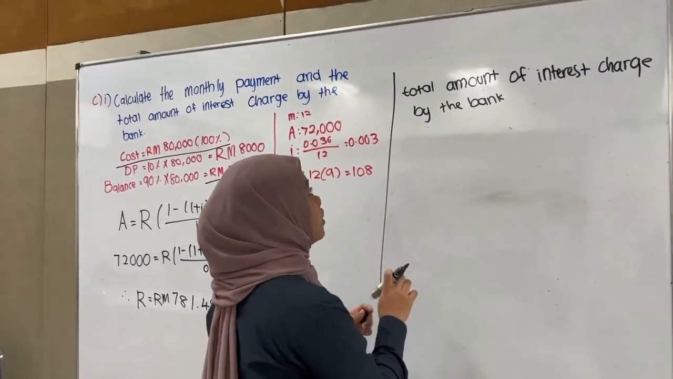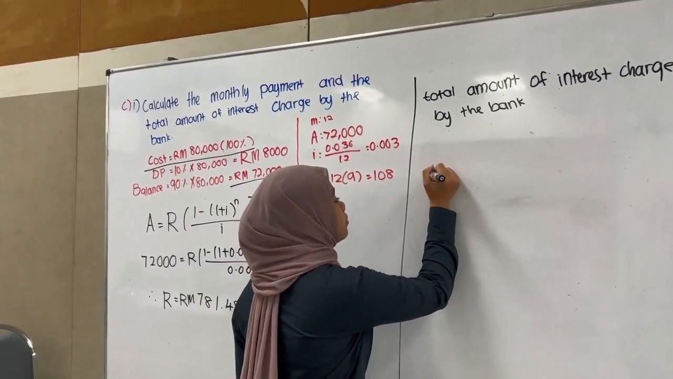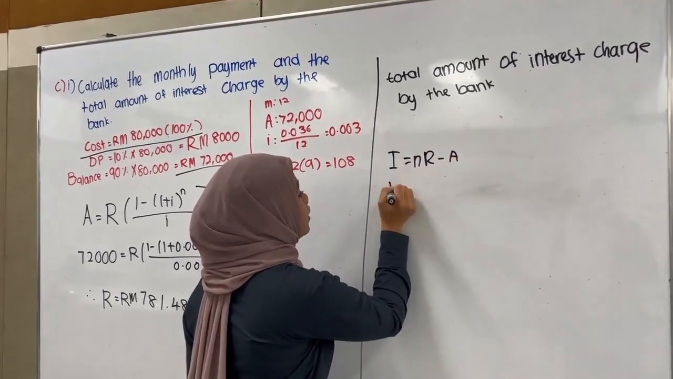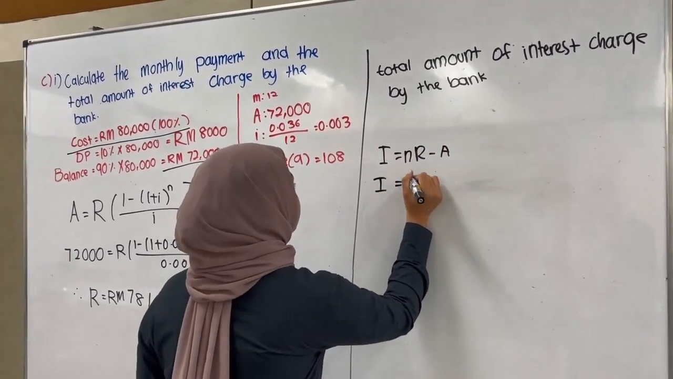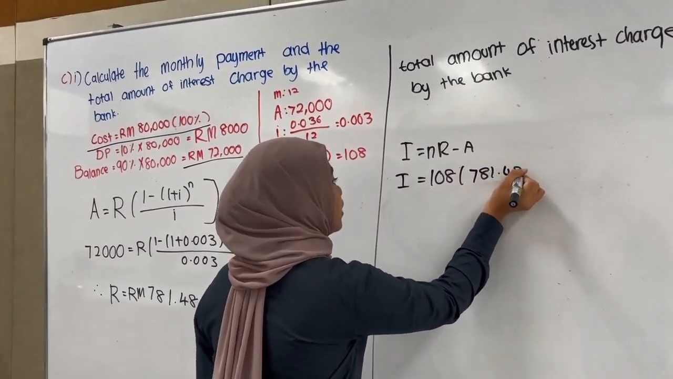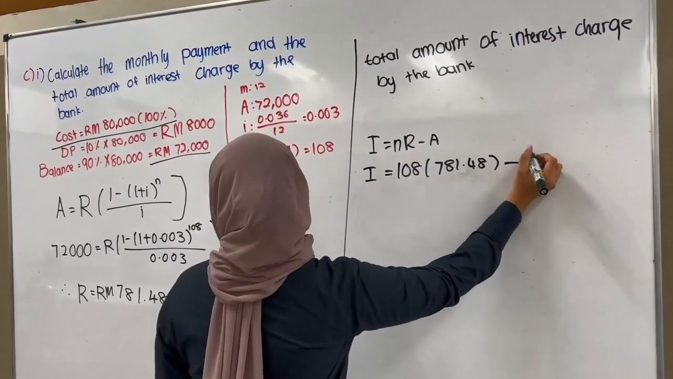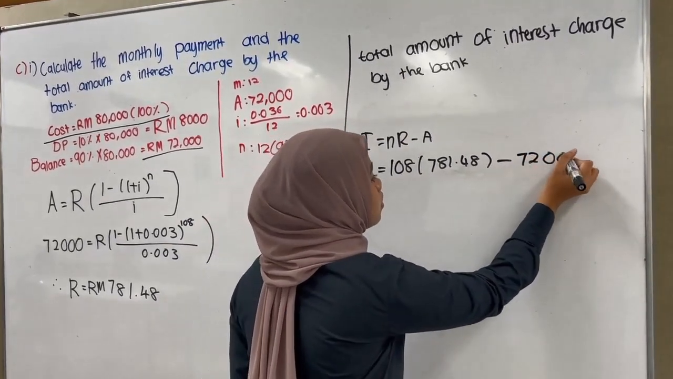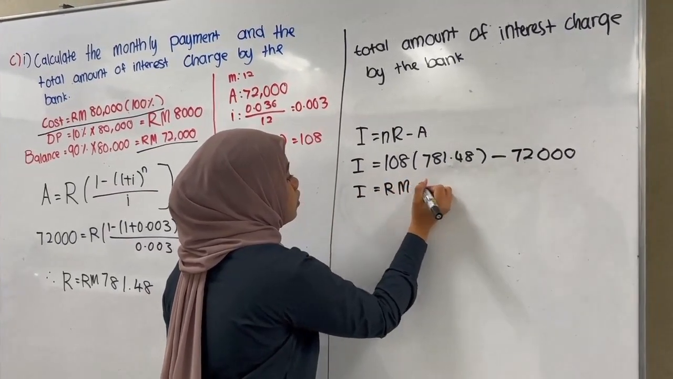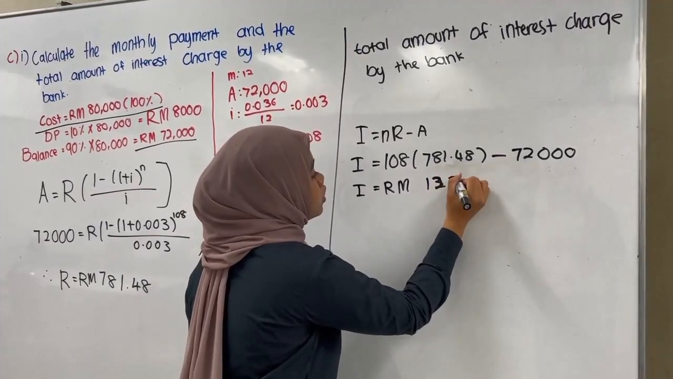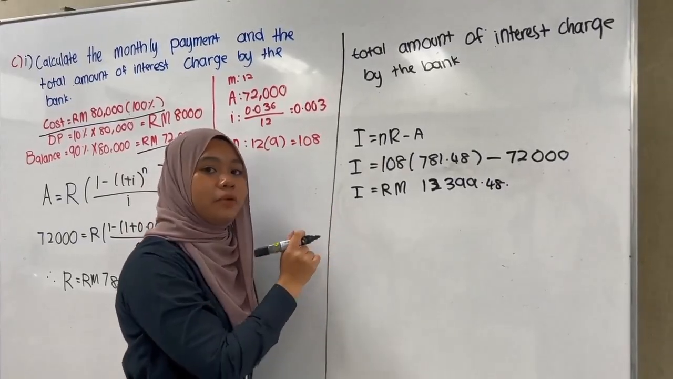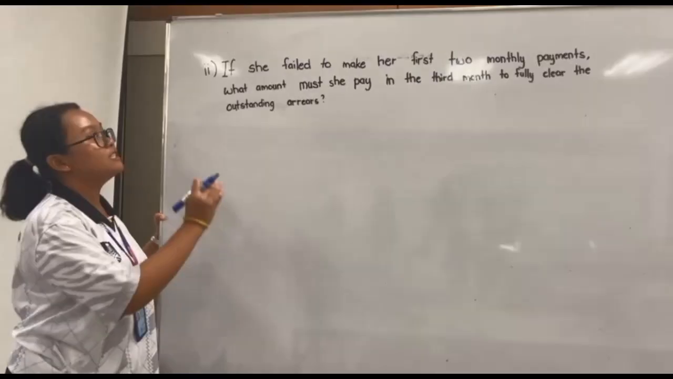So next we are going to find the total amount of interest charged by the bank. So we have to use the formula I = nR - A. So I is the total interest. I = 108 × R, where R is 781.48, minus the balance, which is 72,000 ringgit. So the final answer will be RM12,399.48. So this is the interest charged by the bank. This is for question 2.